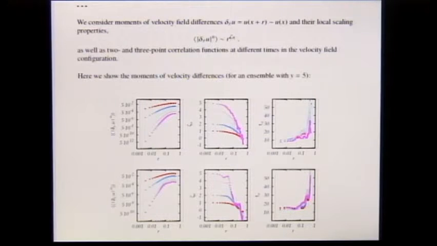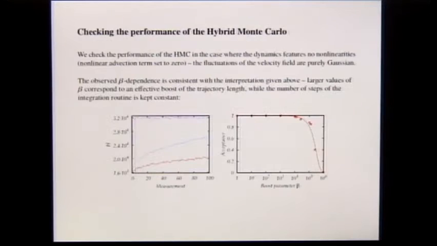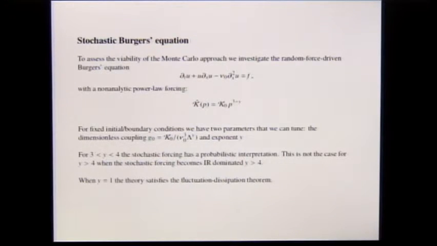So let me just give you a short flash of what you can do with these measurements. So what we look at are velocity field differences and their respective local scaling properties, as well as 2- and 3-point correlation functions in the system. And in particular, I will be showing you 2 examples where we look at the moments of velocity differences for an ensemble with y equals 5. So this corresponds to a non-Kolmogorov type forcing, but which is more non-local. So it's a k to the minus 2. In here it's p to the minus 2, right?